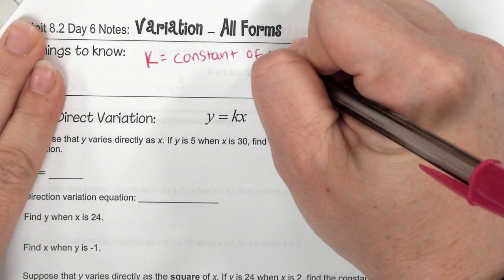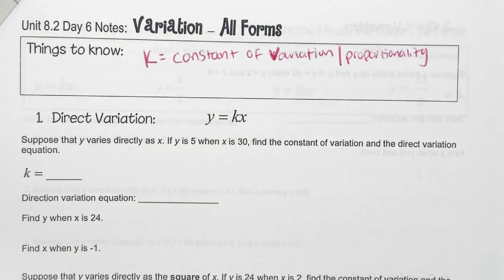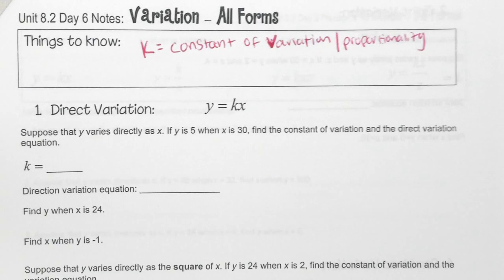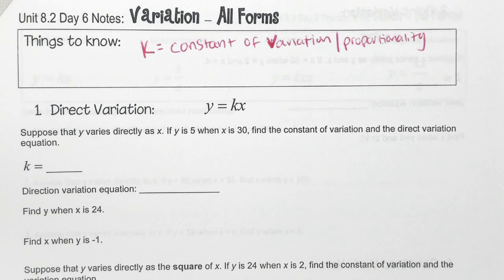Okay, 90% of the time you'll see constant of variation, but you could also see it called constant of proportionality. So just know that those are the same thing. Really, that's all you need to know. There are 4 different types of equations here, meaning there's 4 different ways to find K. So we're going to find those 4 different ways and we're going to write them down.